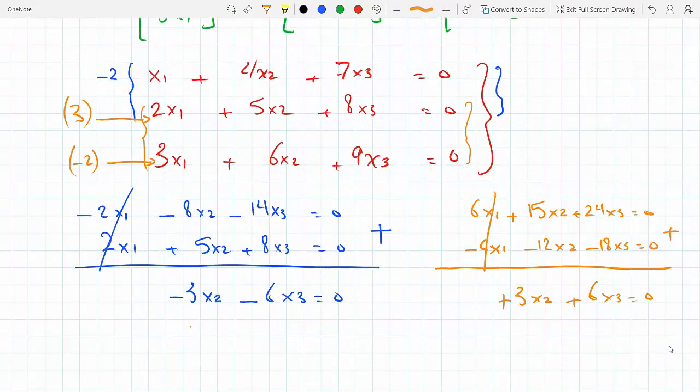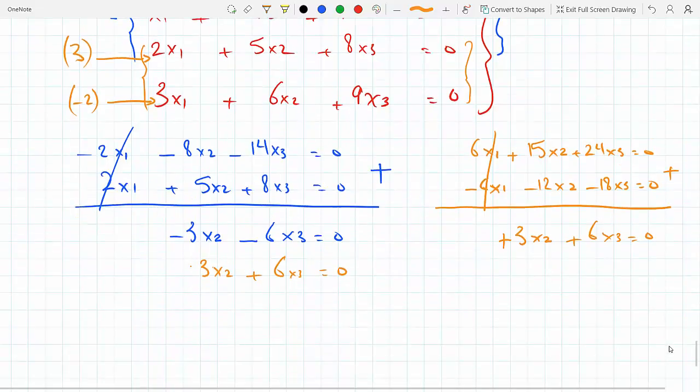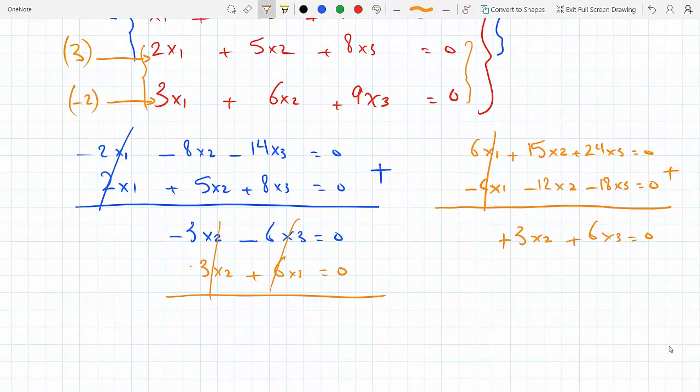But we have sort of an issue here, because these two equations will cancel out. I will get 3x2 plus 6x3 equals 0, and if I add them they both cancel out, which tells me 0 equals 0. That tells me that this system is a dependent system.